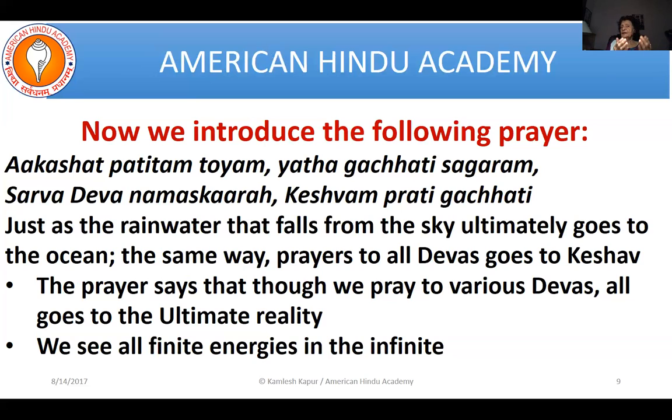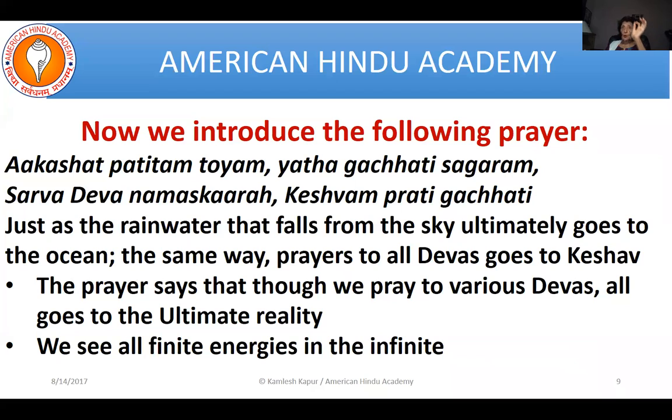So we are offering prayer to Indra Deva for the rain. We do fasting on full moon. We are offering prayer for creating a balance of water in our body. So all of these devas, when we pray to them, ultimately we are actually praying to the creator of all these energies. So at this point, the teachers are going to teach this prayer.